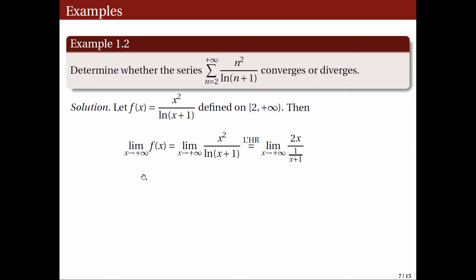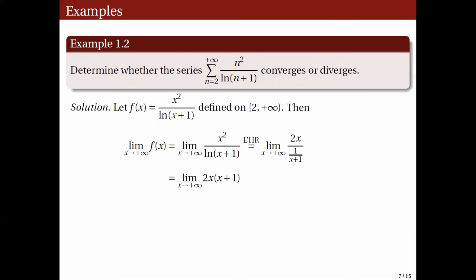So in this case, we have to apply L'Hopital's rule, in which we differentiate both numerator and denominator as follows. So the numerator has derivative 2x and the denominator has derivative 1 over x plus 1. So applying L'Hopital's rule, we see that this limit is equal to the limit of 2x all over 1 over x plus 1 as x goes to positive infinity, which can be simplified to the limit of 2x times x plus 1 as x goes to positive infinity.